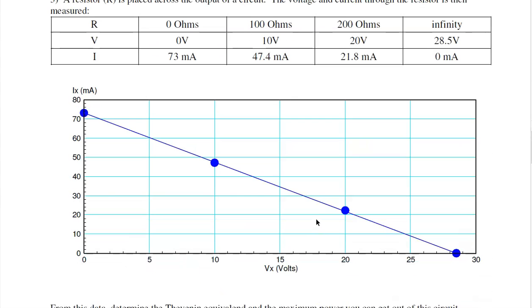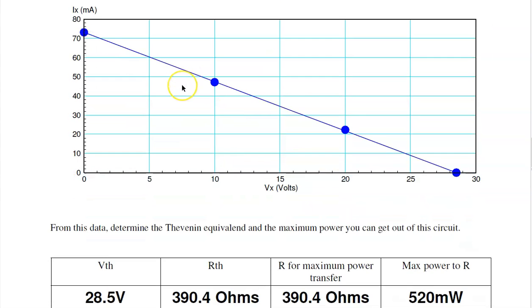The third one is find the Thevenin equivalent given this data. The simplest is to say that the Thevenin voltage is the open circuit voltage. That's right here, 28.5 volts. The Thevenin resistance is V over I. If I take 28 volts and short it, I get 73 milliamps. So the resistance must be 390 ohms.